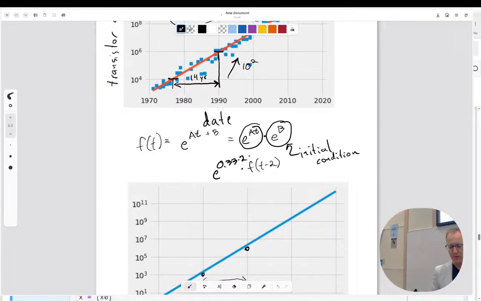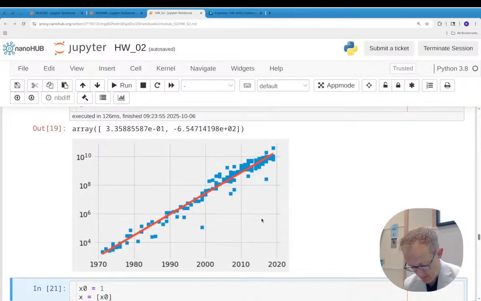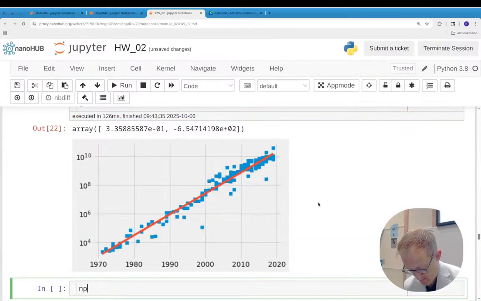So in this case, if I wanted to know how much it changed, I could say, all right, my transistor count from 2 years ago, I needed to multiply that by e to the 1/3 times 2. So 2 years later. And let's do it over in Python. 3.35. Get a couple of sig figs in there.